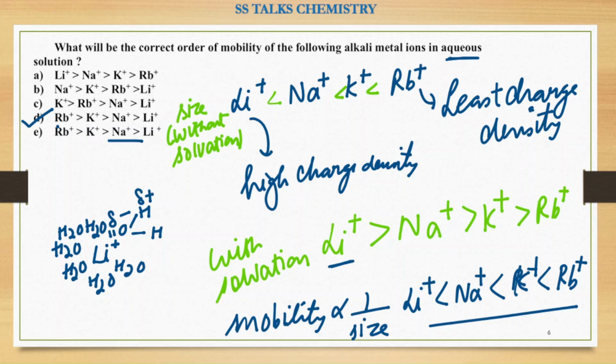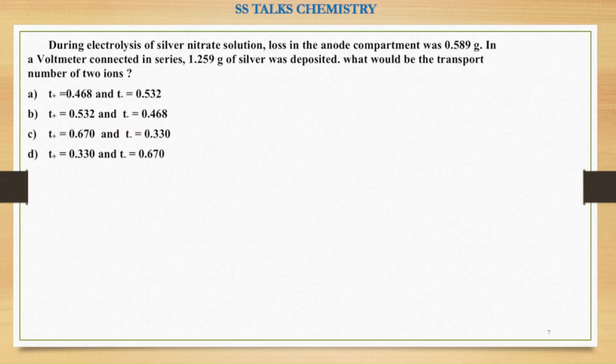Right. Now the next question we have is this one. It says during electrolysis, that means the current is being passed through the silver nitrate solution, the loss in the anode compartment is this much. In the voltmeter connected in series, 1.259 grams of silver was deposited. So what would be the transport number of the two ions?